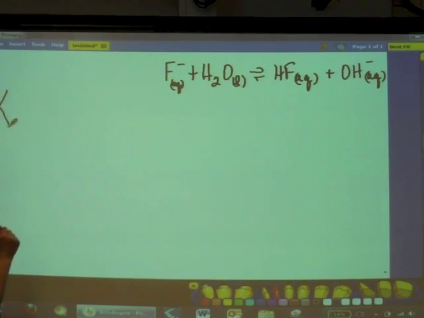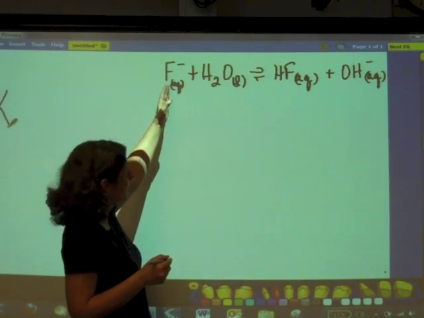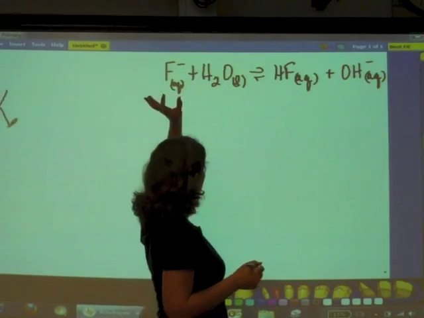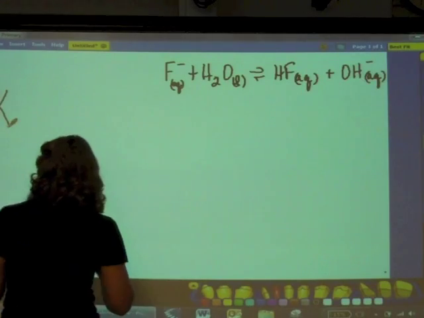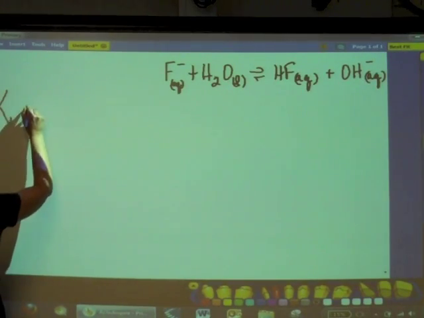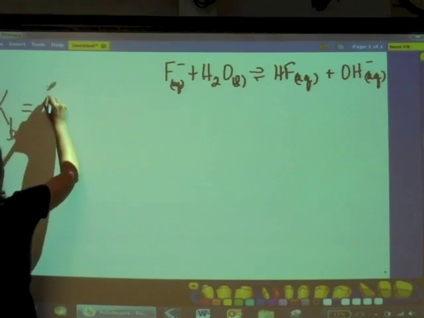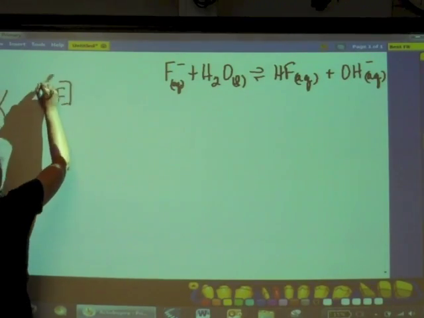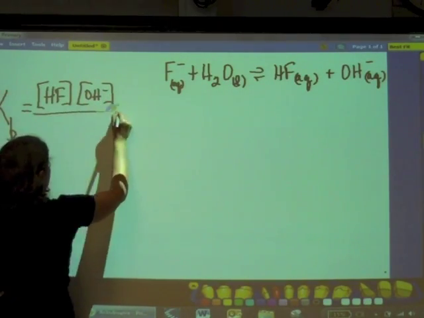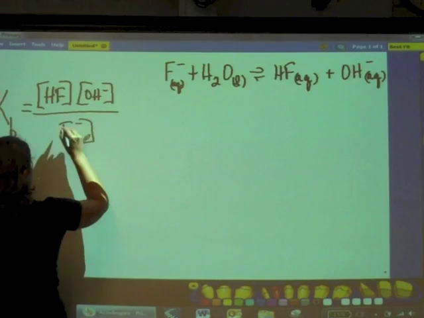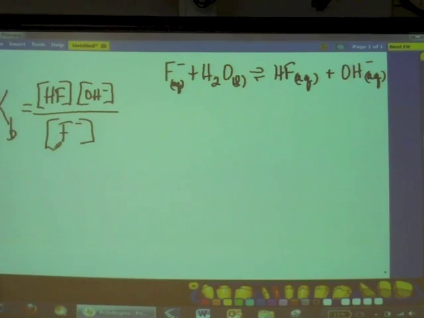K. What is this? Is this a Ka or a Kb? Well, it's a Kb because the fluoride is behaving like a base. It is picking up a hydrogen ion from water to make hydrofluoric acid and hydroxide. So this is a Kb: HF, OH minus. Okay, there it is.